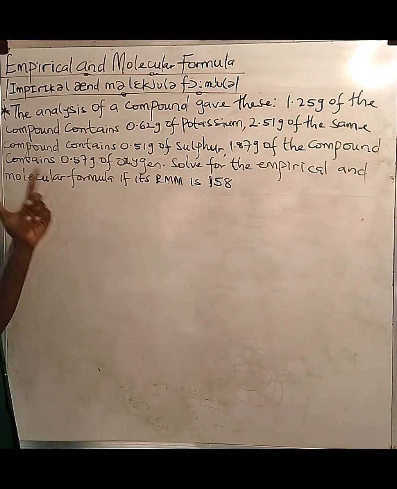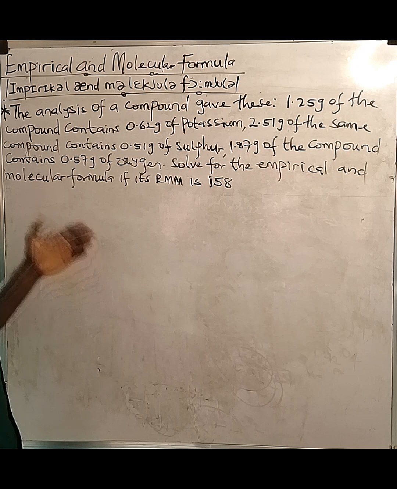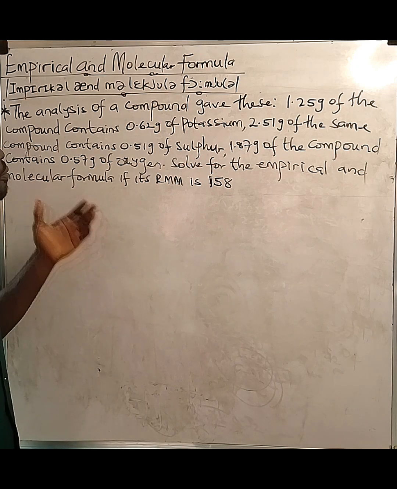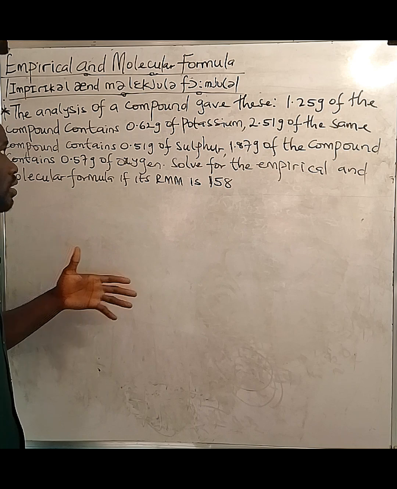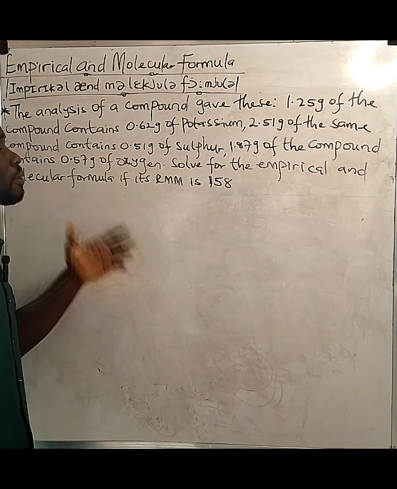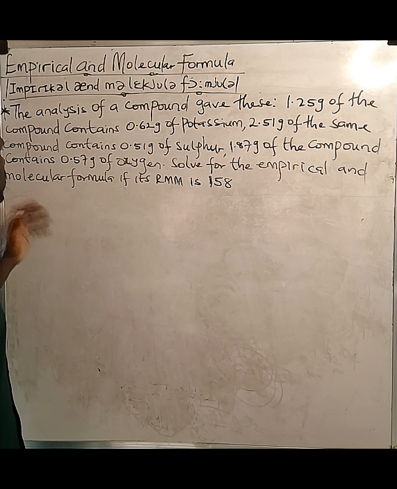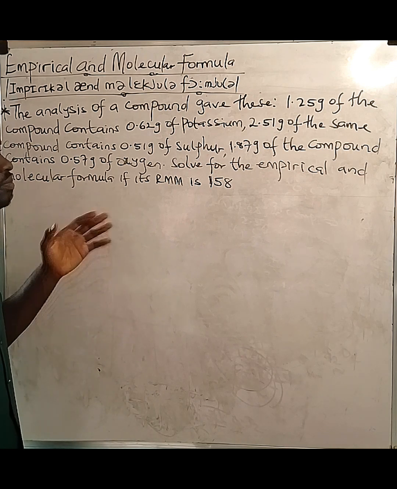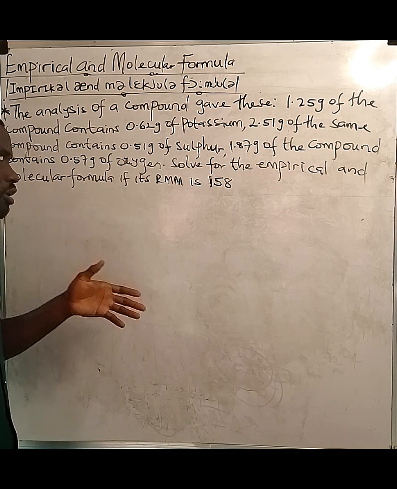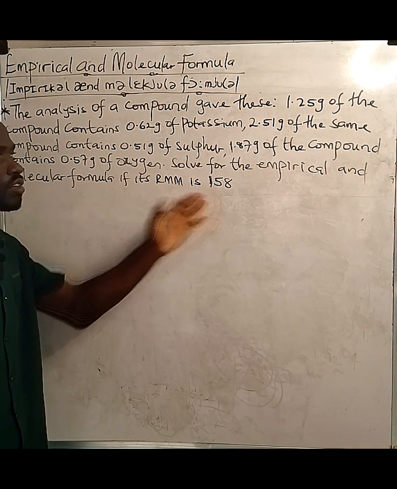Now we're given this: the analysis of a compound gave this. 1.25 gram of the compound contains 0.62 gram of potassium. 2.51 gram of the same compound contains 0.51 gram of sulfur. 1.87 gram of the compound contains 0.57 gram of oxygen. Solve for the empirical and molecular formula if its RMM, that is relative molecular mass, is 158.